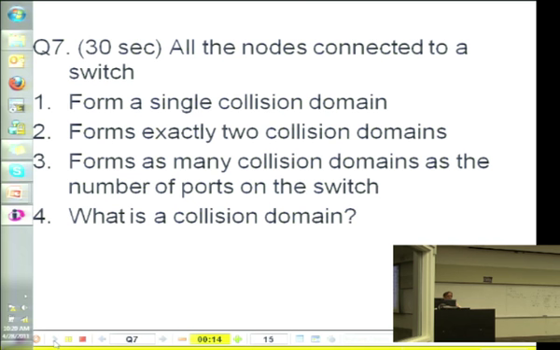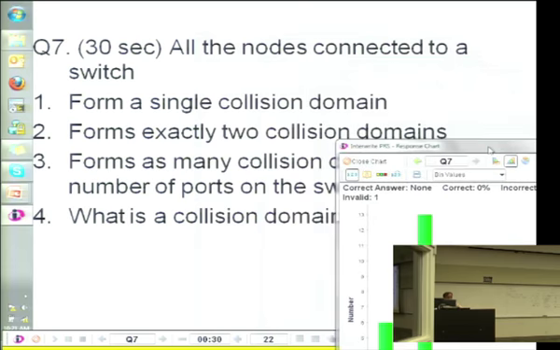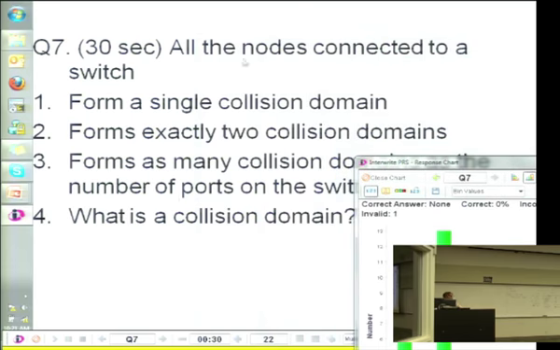So if you got the difference between hub and switch from the previous question, then you'll know the answer to this question. If you don't answer this question correctly, then I know that you still haven't gotten the distinction between the hub and the switch. Okay, so most of you have the right answer. That's good. So, as I said, when you're connecting a node to a switch, you're not going to have a collision. So it's not a single collision domain.